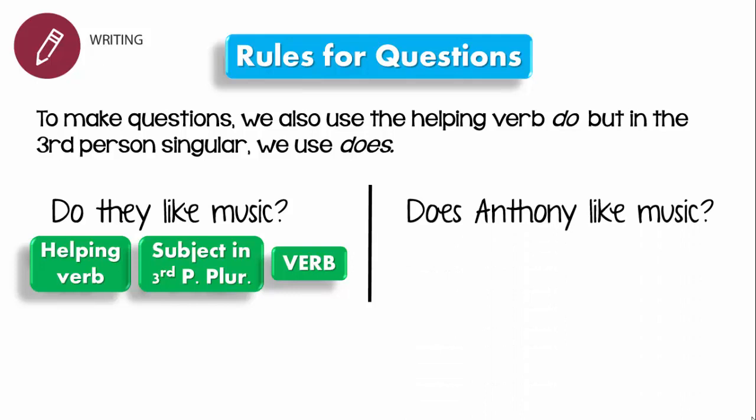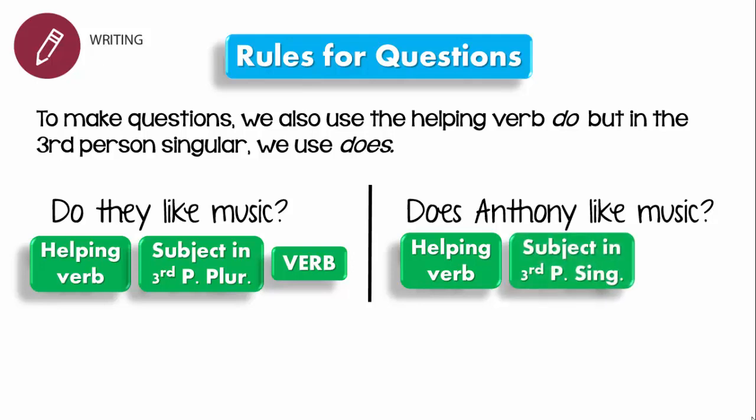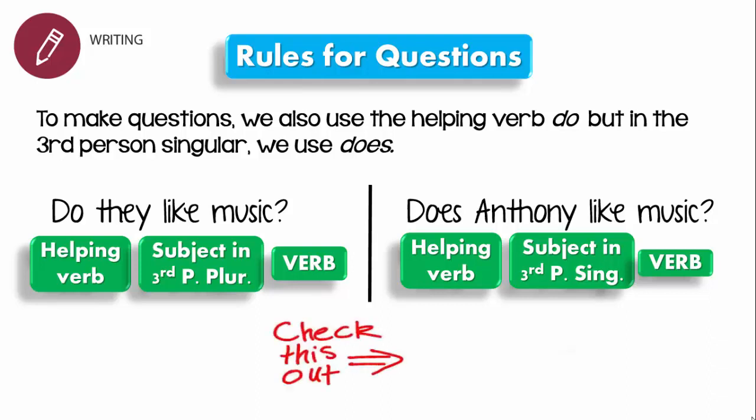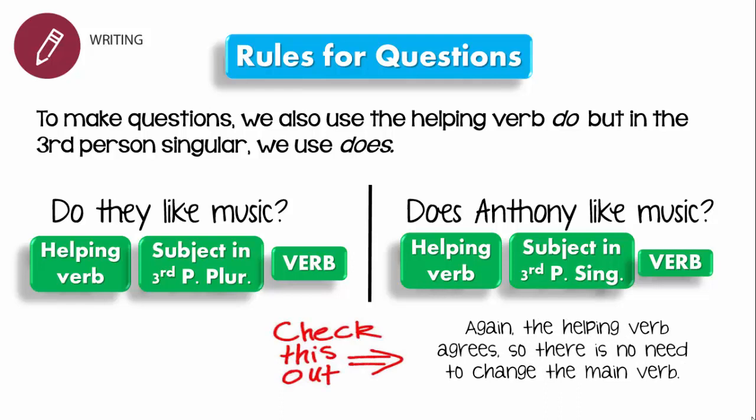Does Anthony like music? Does is a helping verb. Anthony is a subject in the third person singular, and like is a verb. Again, as I have a subject in the third person singular, I need to use does. Again, the helping verb agrees, so there is no need to change the main verb. The main verb in these examples is like. Like remains the same because I'm changing the helping verb.